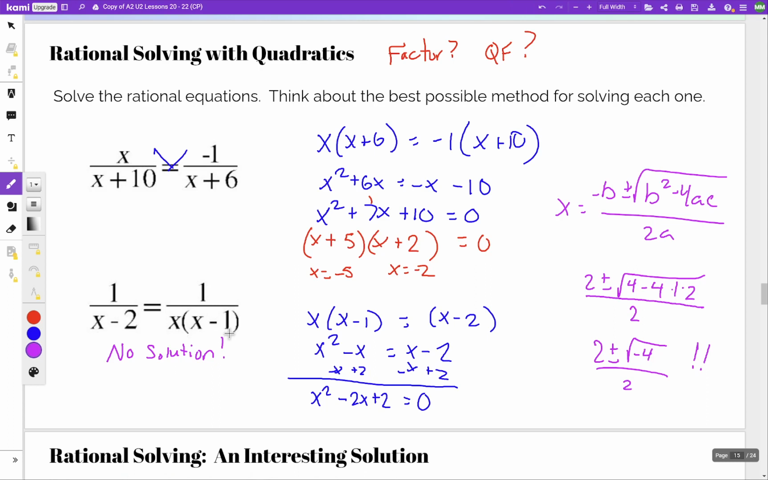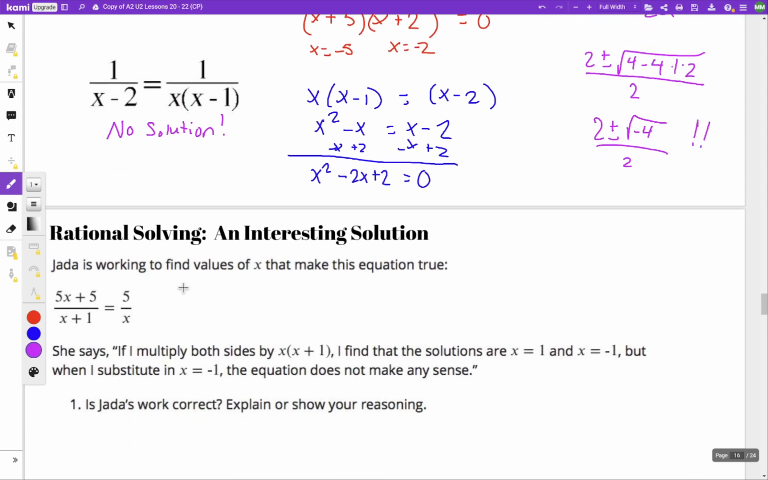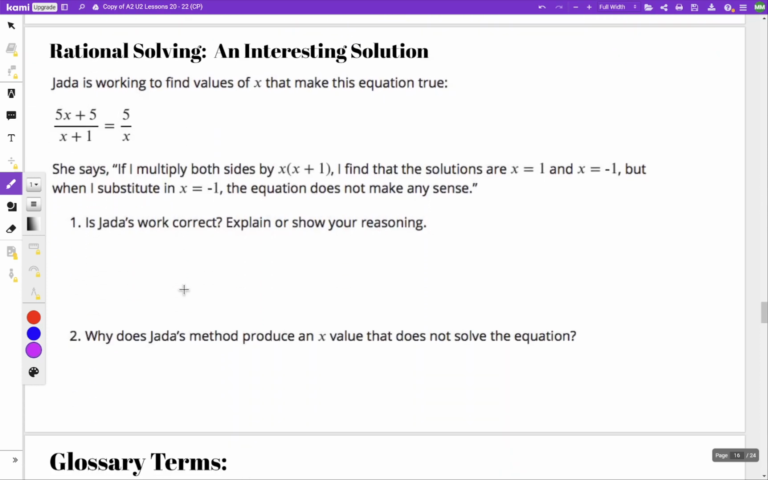Well, that's okay. That sometimes happens. Well, we roll with it. Okay, next one. Jada is working to find values of x that make this equation true. If I multiply both sides by x times x plus 1, I find that my solutions are x equals 1 and x equals -1.